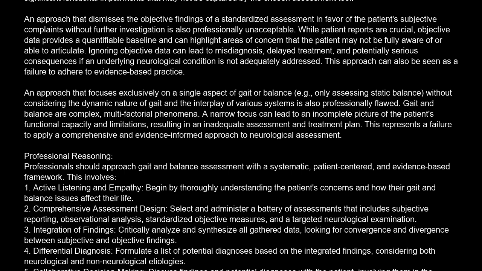Critically analyze and synthesize all gathered data, looking for convergence and divergence between subjective and objective findings. 4. Differential diagnosis. Formulate a list of potential diagnoses based on the integrated findings, considering both neurological and non-neurological etiologies. 5. Collaborative decision-making. Discuss findings and potential diagnoses with the patient, involving them in the decision-making process for further investigations and treatment. 6. Continuous reevaluation. Recognize that gait and balance can fluctuate and require ongoing monitoring and reassessment.